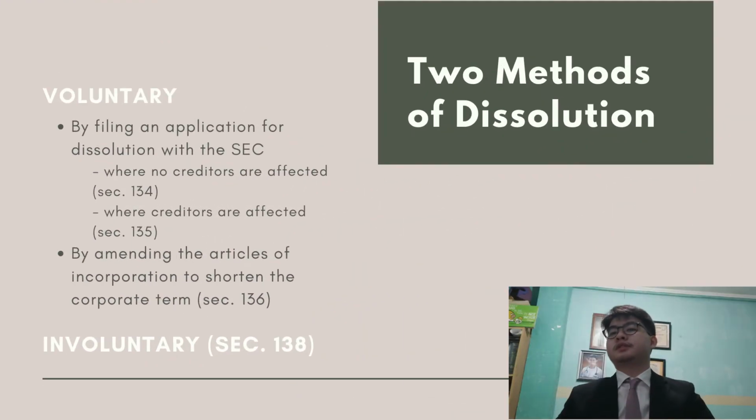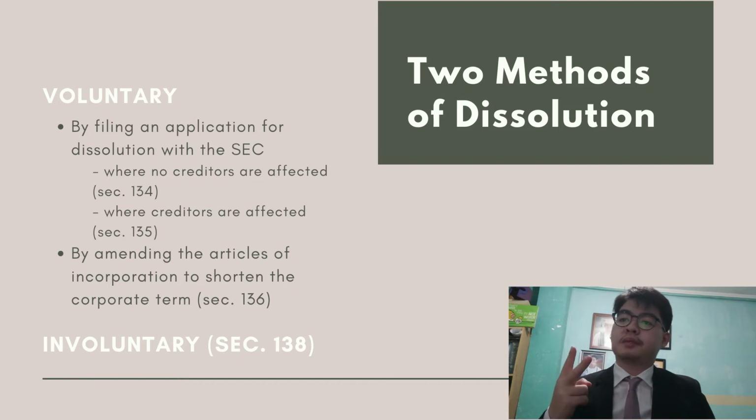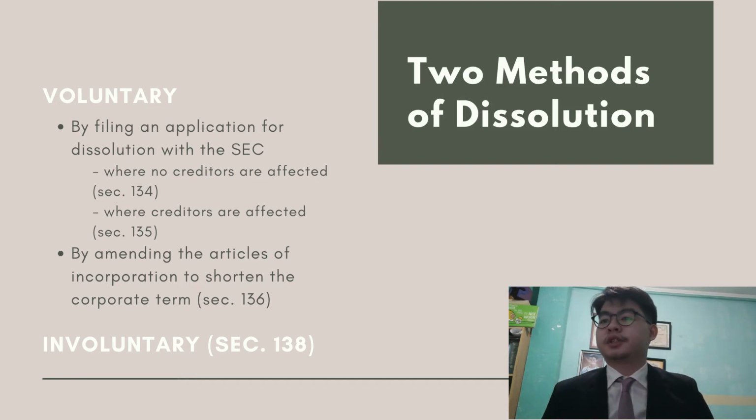First section, Section 133, methods of dissolution. A corporation essentially exists perpetually unless its existence is fixed in its articles of incorporation. Despite this perpetual existence, the Revised Corporation Code allows two methods by which a corporation may dissolve its existence, namely voluntary and involuntary. In voluntary dissolution, there are generally two ways: by filing an application for dissolution with the SEC or by amending the Articles of Incorporation to shorten the corporate term.